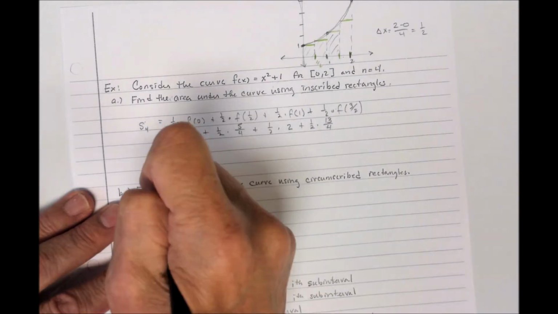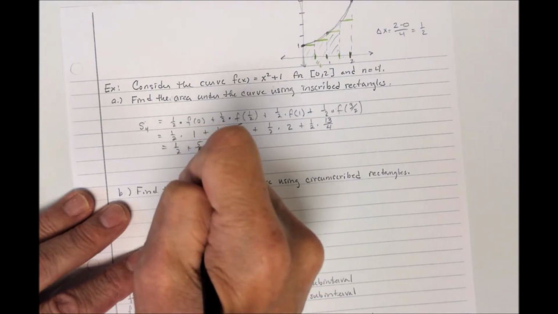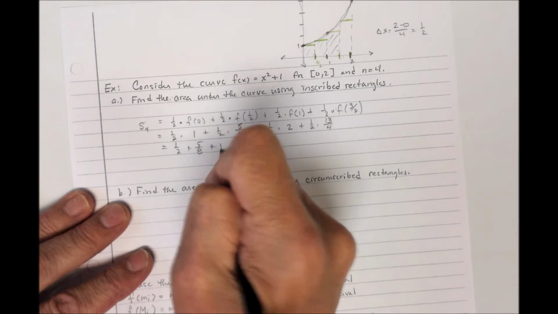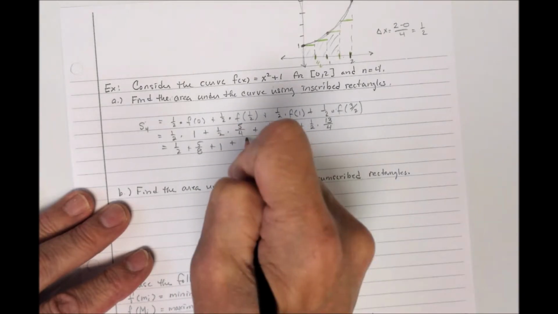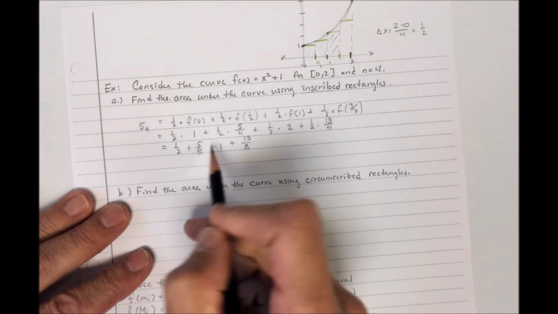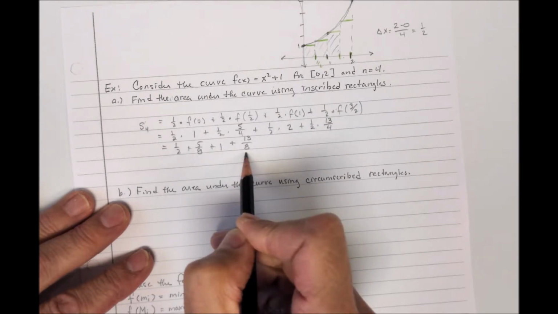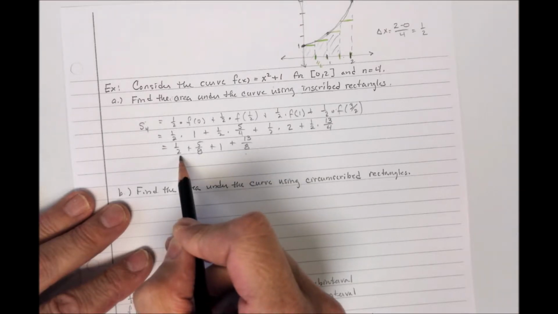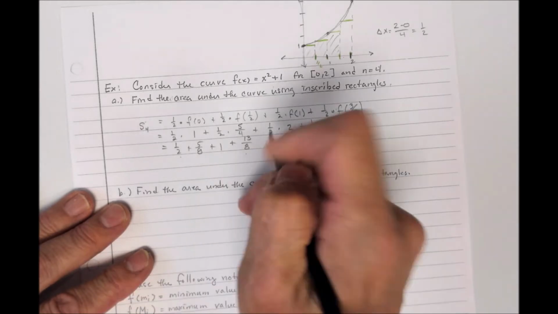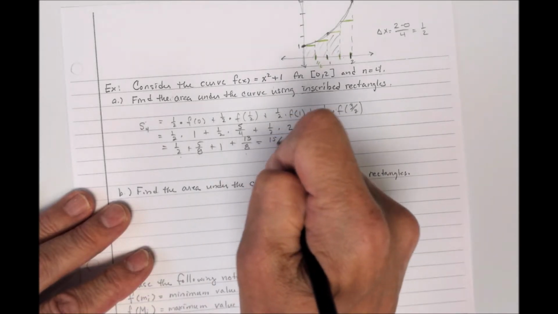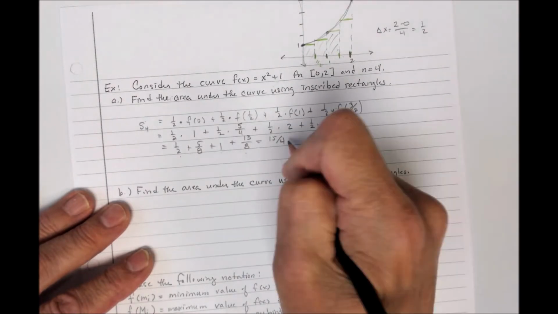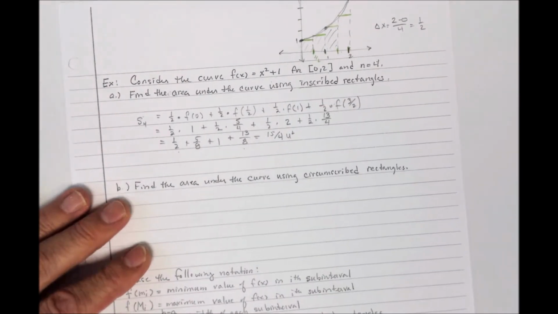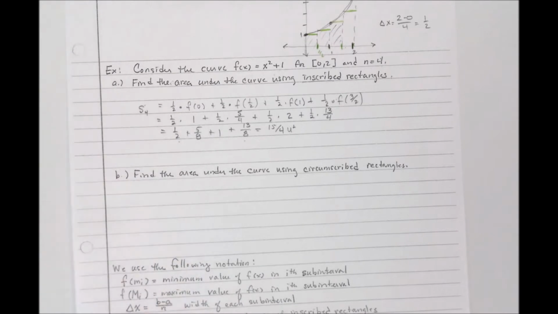So this is 1/2 plus 5/8 plus 1 plus 13/8. Well, 5/8 and 13/8, so you have common denominators. That's 18/8 or 9/4 plus 2/4. 9/4 and 2/4 is 11/4 plus 4/4. This is 15/4. And this would be square units because we're finding the area. And that would be an under approximation because I used the inscribed.